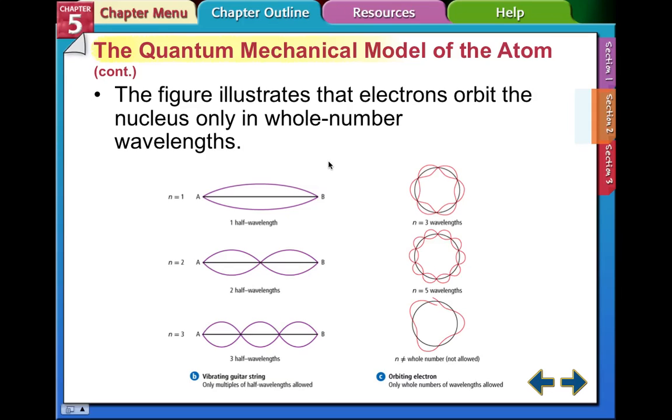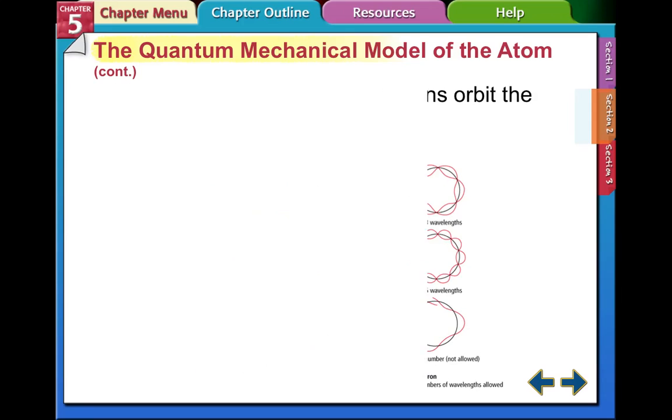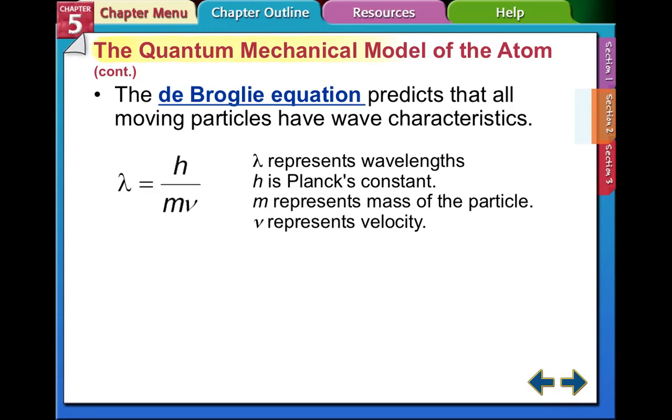Now remember, we're still trying to figure out exactly where the electrons are located. So he came up with this equation, the de Broglie equation. It predicts the movement of particles, that they all have wave-like characteristics. This is lambda, which represents the wavelength. H is Planck's constant again. M is the mass of the particle, and V is the velocity, or how fast it's going.